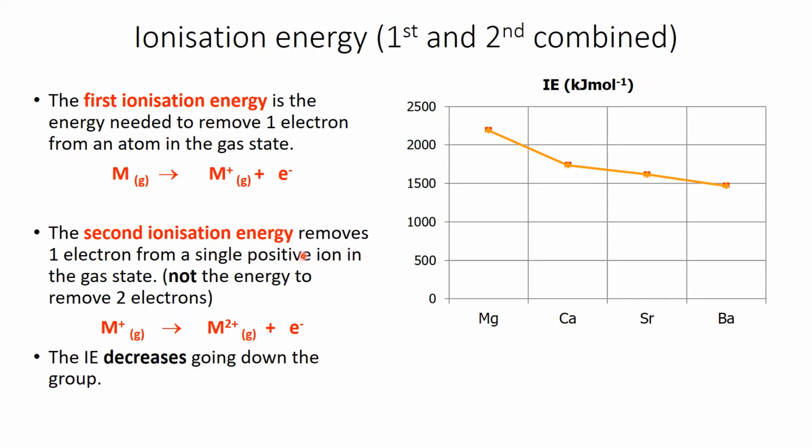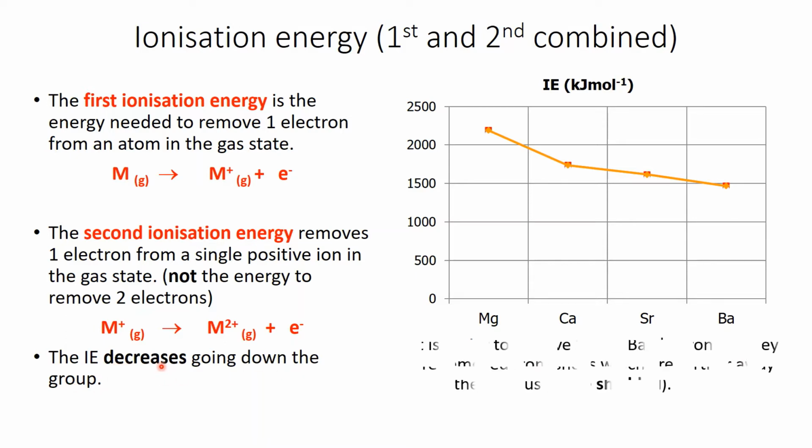I didn't want to confuse you with this, so we've just stuck with the first ionisation energy in terms of our sketch graph. And the trend is very much the same. But the second ionisation energy is where you're removing 1 electron from a singly positive ion in the gaseous state. It's not the energy required to remove 2 electrons. But what we find in either case is the ionisation energy decreases going down the group.